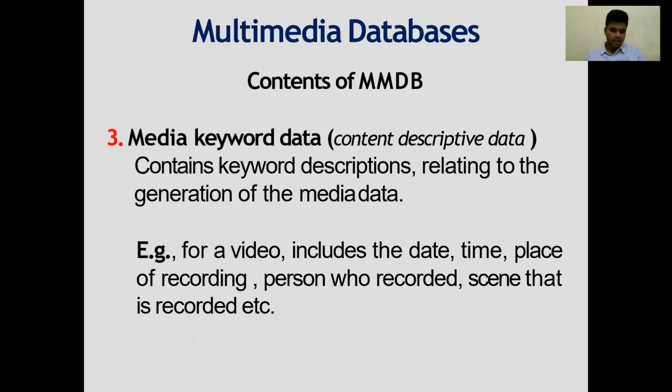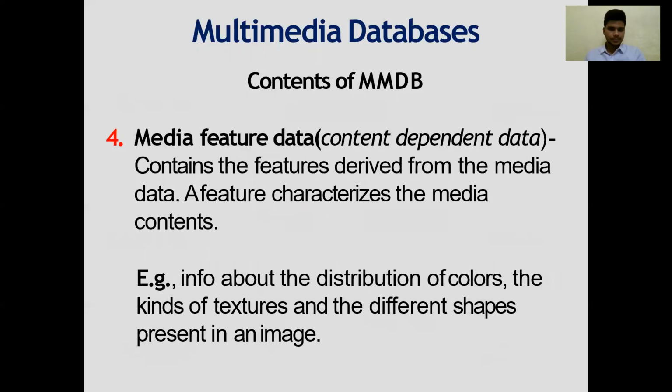Next, media keyword data, which is content descriptive data. It contains keyword descriptions relating to the generation of the media data. An example for a video includes the date, time, place of recording, person who recorded, scene that is being recorded, etc. For example, this video is an example of this media keyword data, as it stores the date, time, place, and name of the person recording. So we're going to the next slide.